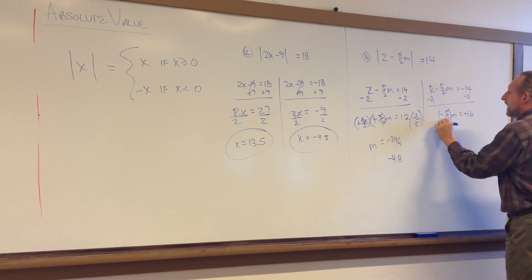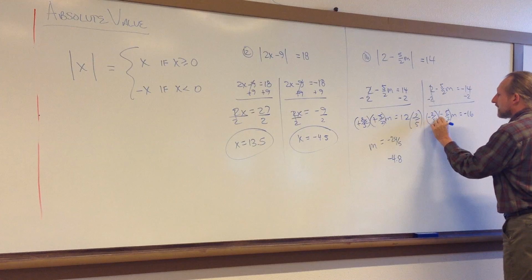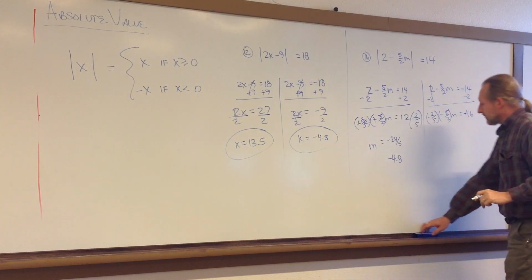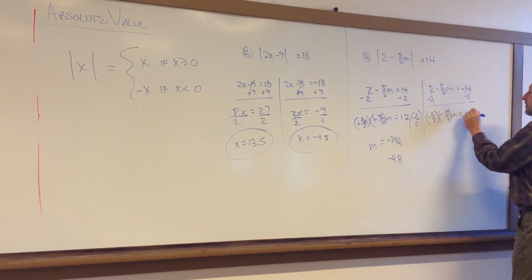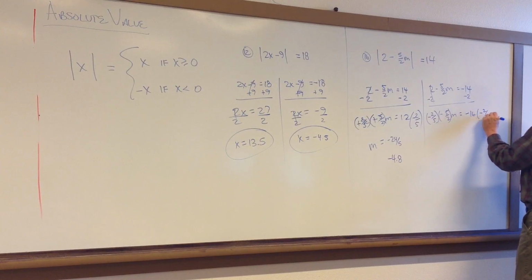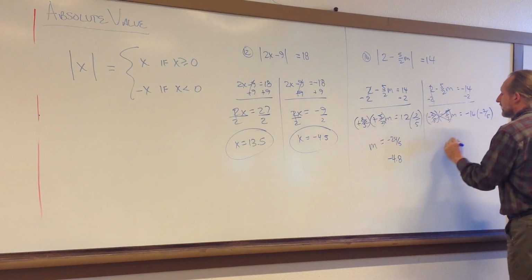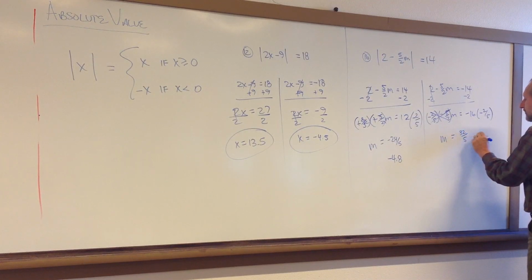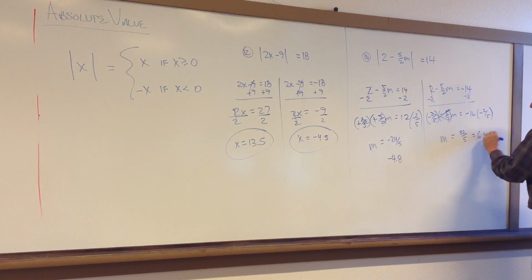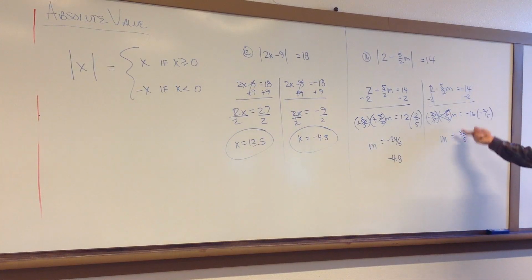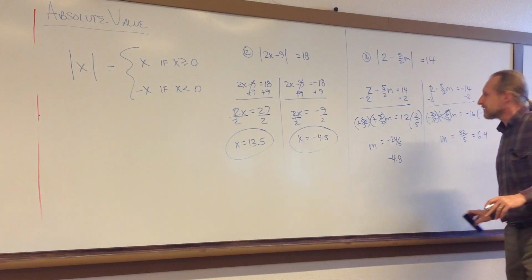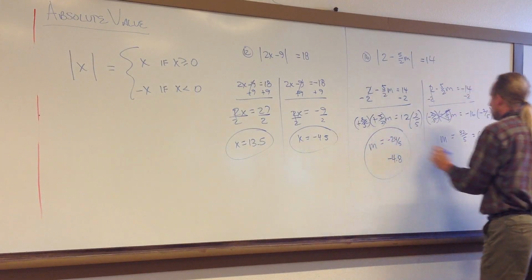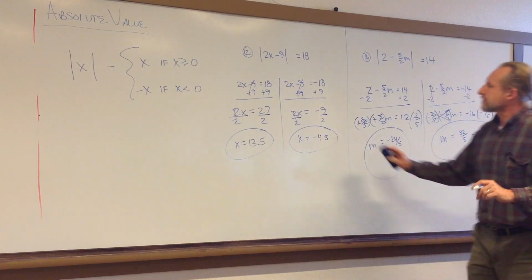Negative 16. And then again, you can divide on both sides by negative 5 halves, or you can multiply on both sides by negative 2/5. So this all cancels out. And over here we get what? Positive 32 over 5. So that looks like 6.4. You can leave it 32 over 5. You can call it 6.4 or 6 2/5. Those are all acceptable answers. So we get this and this.